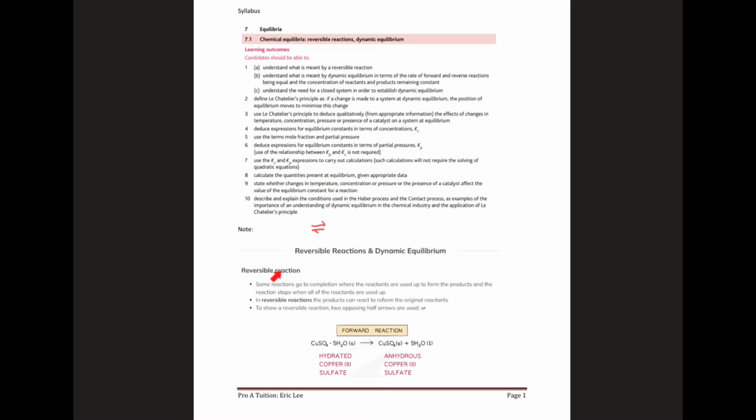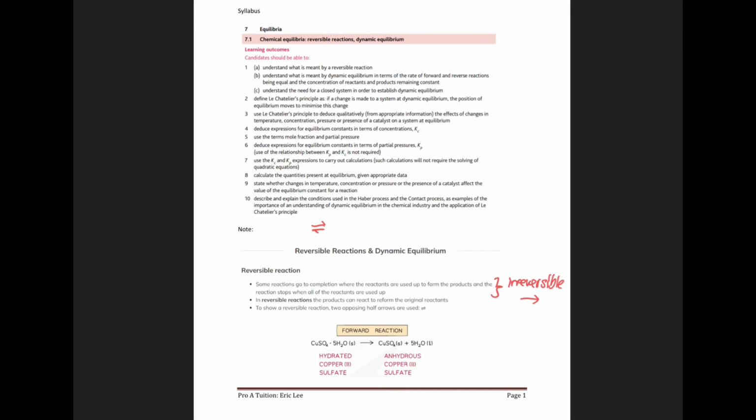So let's see the point here. Some reactions go to completion, where the reactants are used up to form the products, and the reaction stops when all of the reactants are used up. This kind of reaction is called irreversible reactions, where we use this type of arrow.